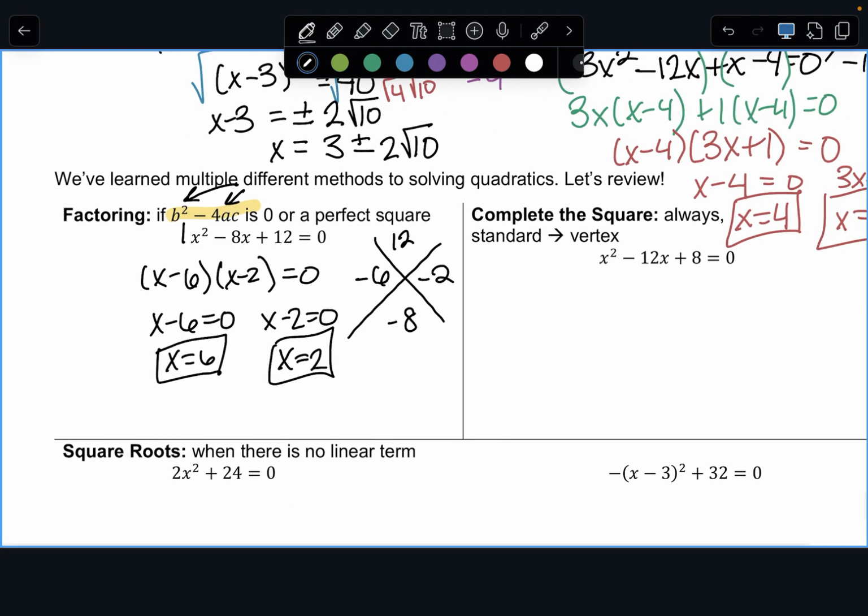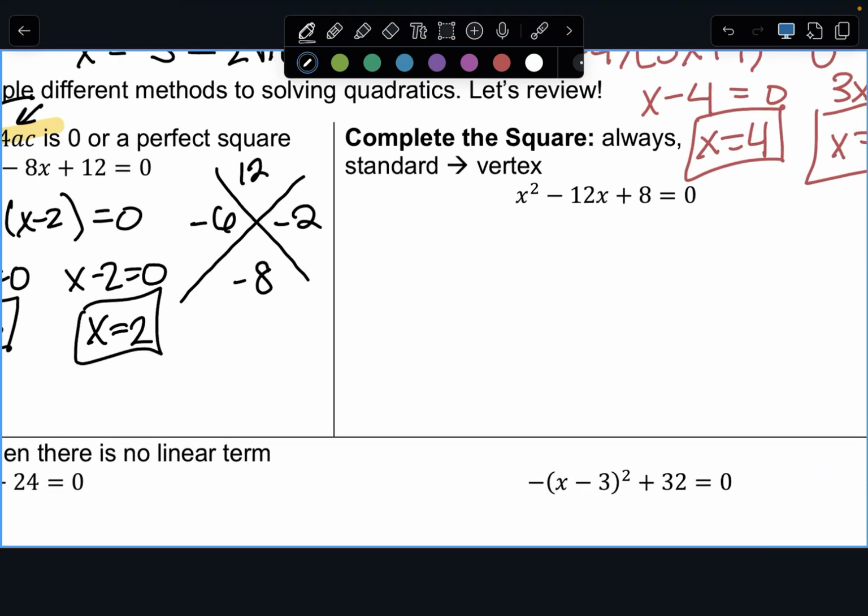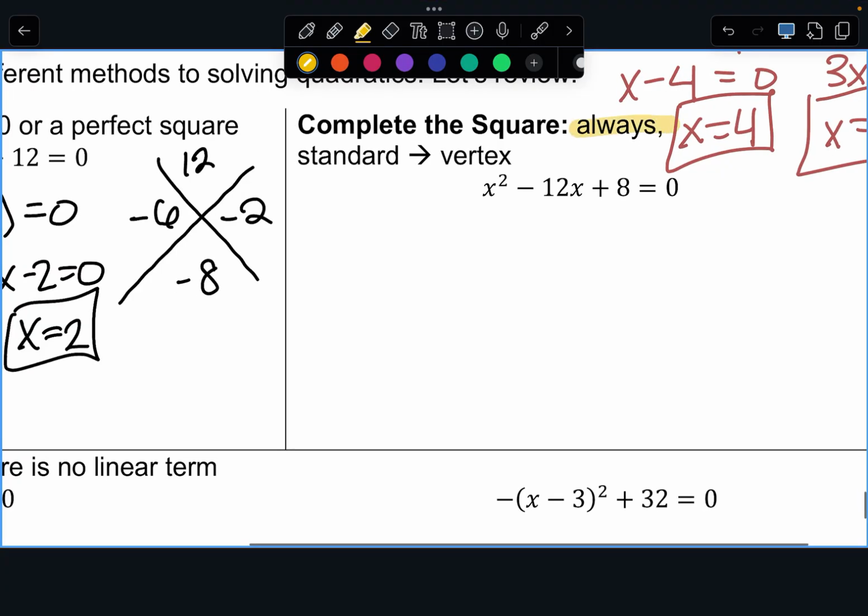Okay. Next one, completing the square. Completing the square always works. However, hold on, Musab, I'm getting there. Completing the square always works. However, I would only do it when b is even, because we need that b over 2 squared. If b is odd, and when we divide it by 2, we get a weird fraction, it's going to be weird to complete the square. So I would just recommend only do it when b is even. Okay?